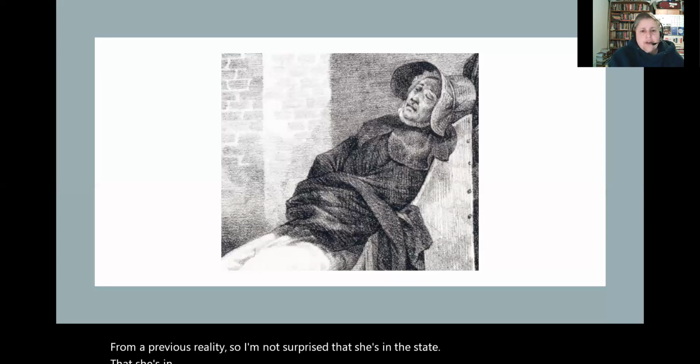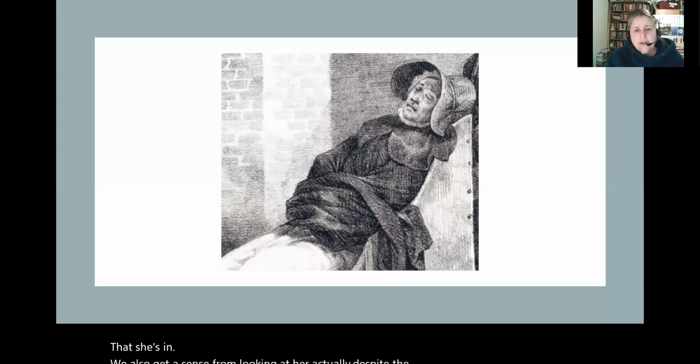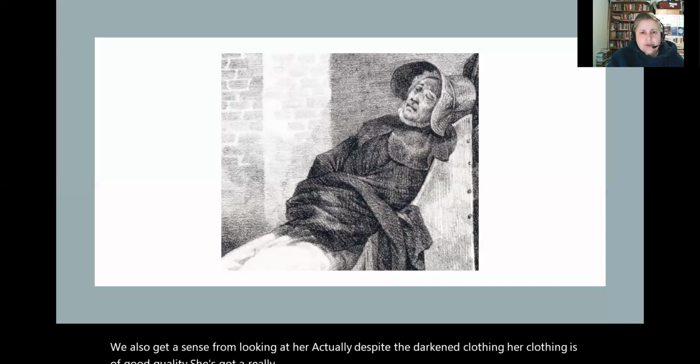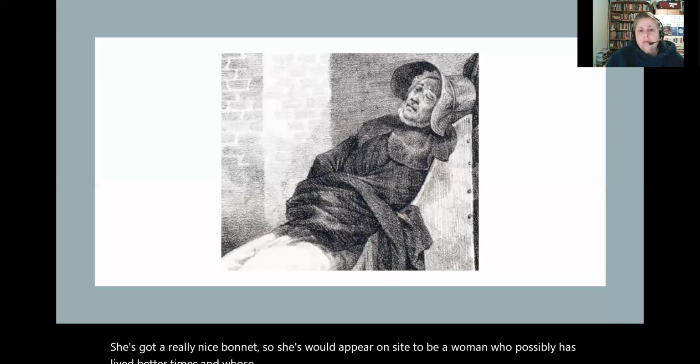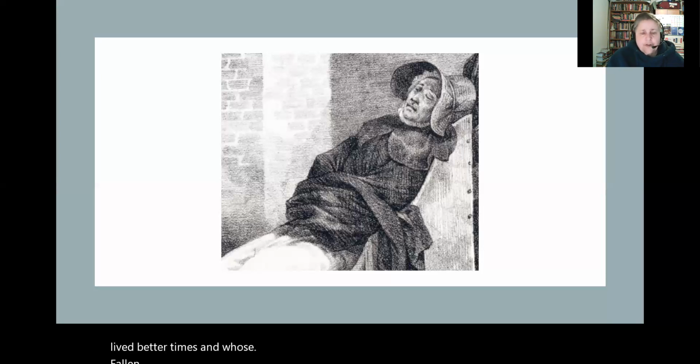We also get a sense from looking at her, actually, despite the darkened clothing, her clothing is of good quality. She's got a really nice pair of shoes. She's got a really nice bonnet. So, you know, she would appear on sight to be a woman who possibly has lived better times and who's fallen from grace, so to speak.